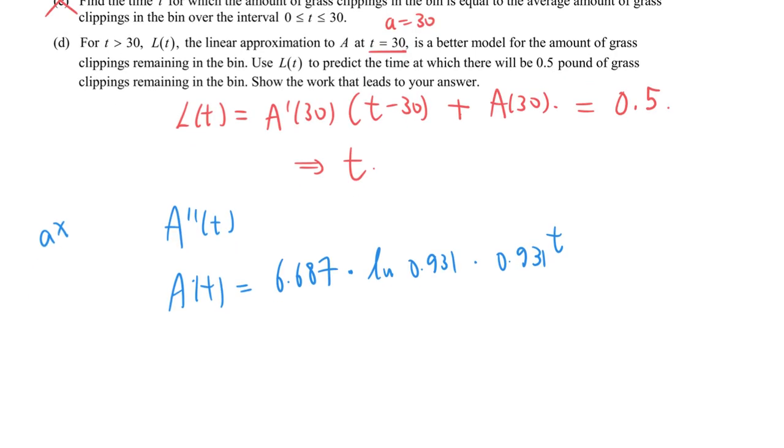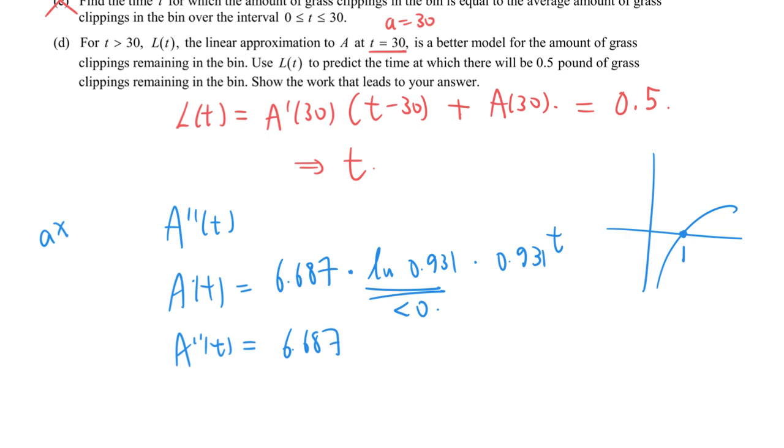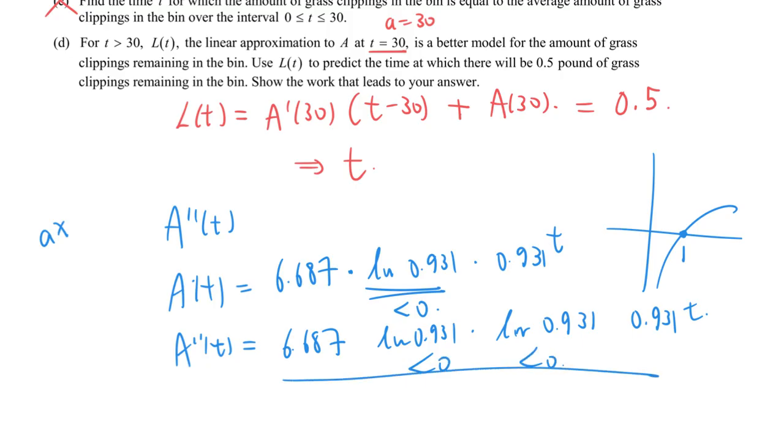And we notice that this constant right over here is less than 0 because ln is a function that looks like this, and it hits 0 at 1. So anything less than 1 would give negative. So A double prime of t is just equal to the derivative of this. So you would take this again, and you would end up with another factor of ln 0.31, like this. And because this is negative and this is also negative, we end up with something positive.